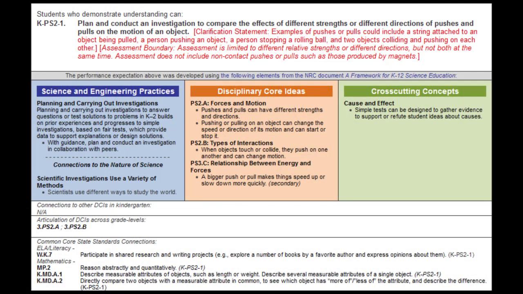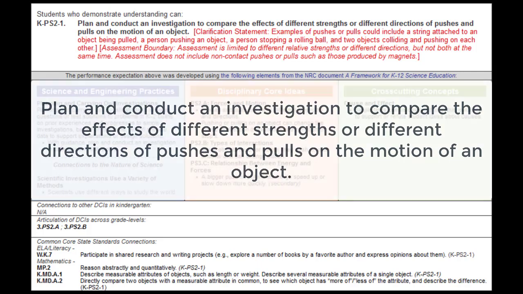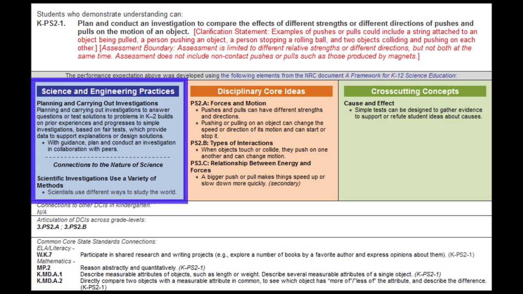The performance expectation K-PS2-1, or Kindergarten Physical Science 2-1, there are a few things that we want to explore. First, we want to explore the actual statement: plan and conduct an investigation to compare the effects of different strengths or different directions of pushes and pulls on the motion of an object, along with its clarification statement and its assessment boundary. From there, we would take a look at the three dimensions of this performance expectation: the science and engineering practice, the disciplinary core ideas, as well as the cross-cutting concepts.